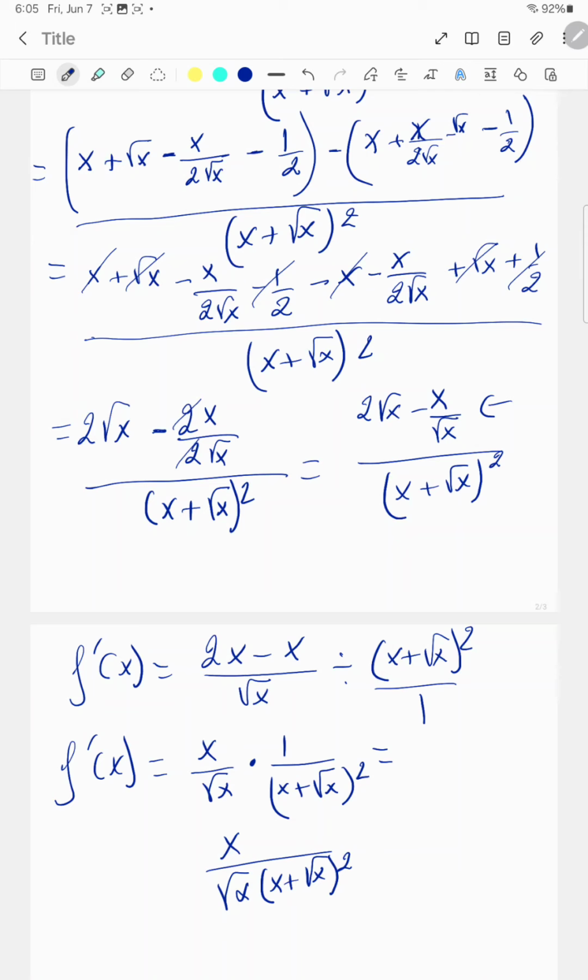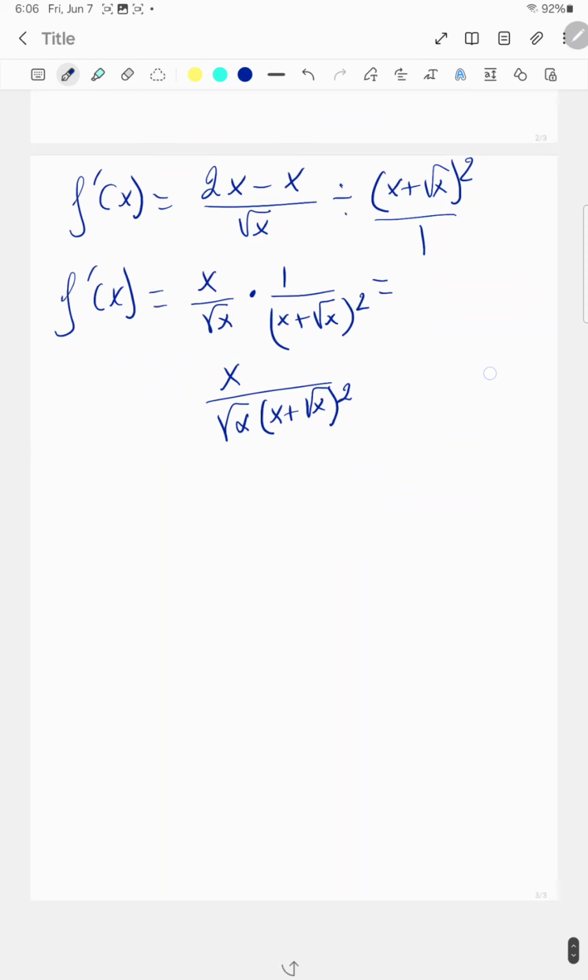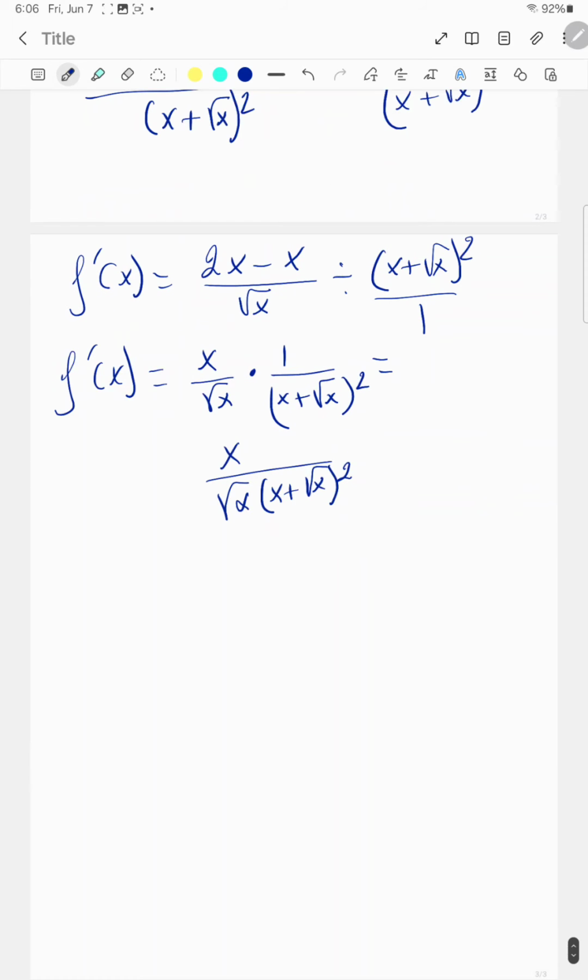Let's do the first function. Let's do the second one. That answer is totally right, and if you stop here you will not lose any point.